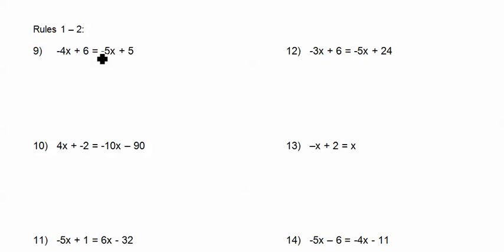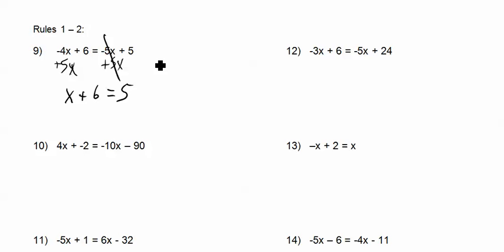So, we have this x needs to go over here. So we have negative 5x's. So we need to do the opposite. We need to add 5x's to both sides, which we haven't done before, but it doesn't matter what you add as long as you add it to both sides, right? So these two cancel, and we are left with negative 4 plus 5 is 1x plus 6 equals 5.